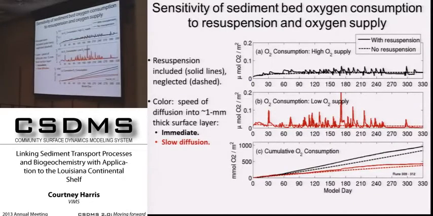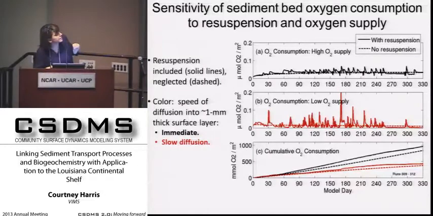So next, I want to look at how oxygen consumption compares for 4 different model runs. So the solid lines compared to the dashed lines are model runs that included resuspension and model runs that did not. So we see that we get about the same baseline oxygen consumption when we include resuspension or not, but when we time integrate the oxygen consumption to get a cumulative sediment oxygen consumption, we get in this model run about 10% more oxygen consumption when we include resuspension than when we don't.